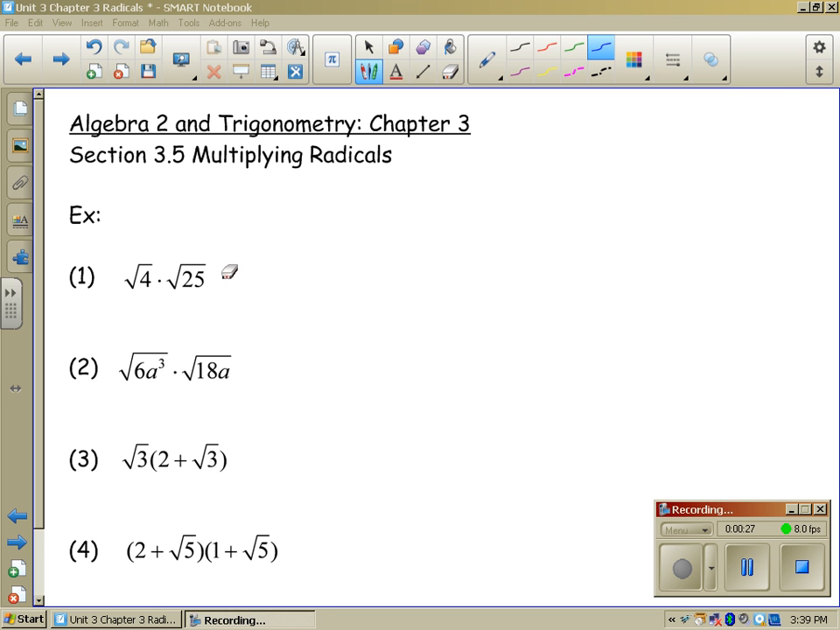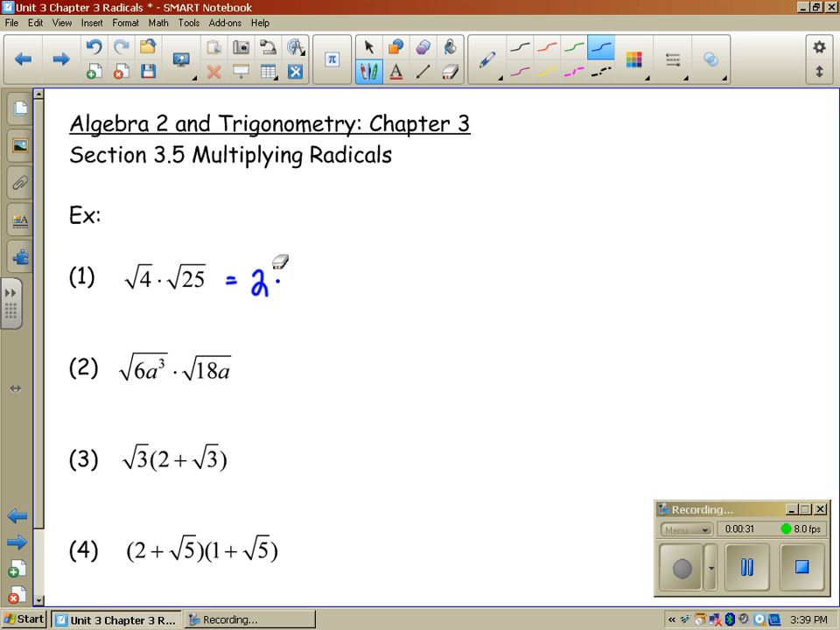In this example, the square root of 4 is 2, and the square root of 25 is 5, and 2 times 5 is 10. So that would be simplifying and then multiplying. And here it makes sense because they were both perfect squares. The other way to do it is to just multiply them first. 4 times 25 is 100, so we have the square root of 100, which obviously also equals 10.